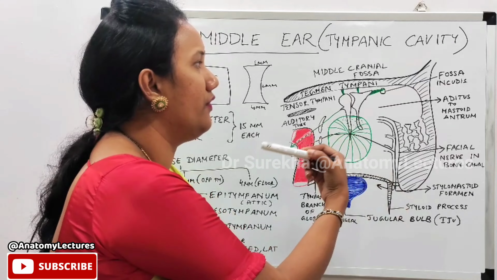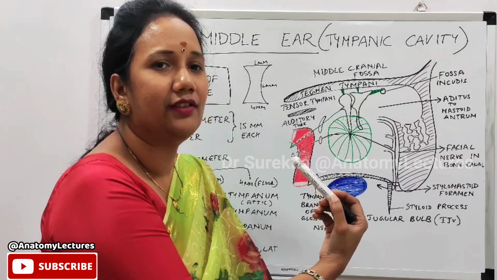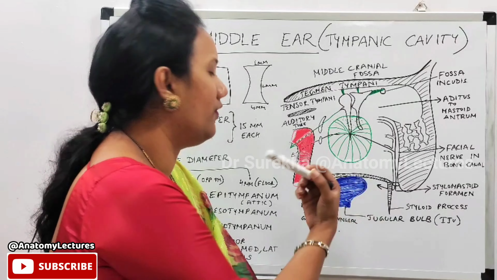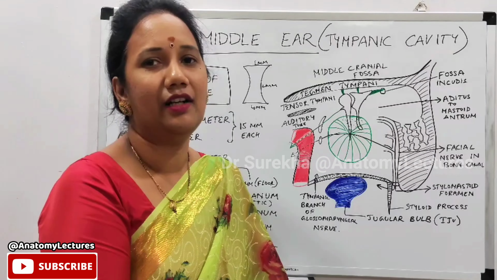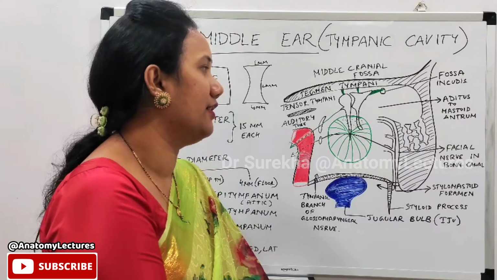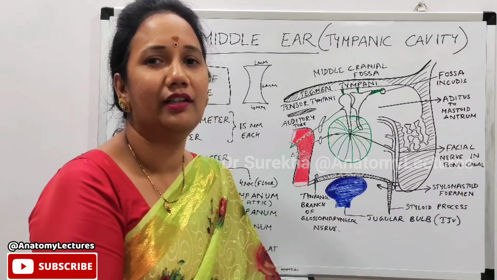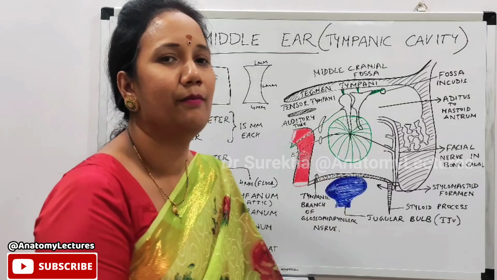Posterior wall is related to facial nerve. Roof is related to greater and lesser petrosal nerves. And the floor is related to the tympanic branch of the glossopharyngeal nerve. So the middle ear is so important that it is related to important vessels and nerves throughout its boundaries.